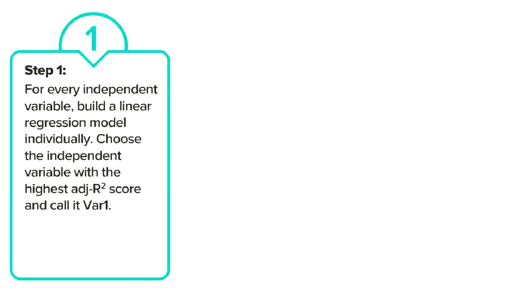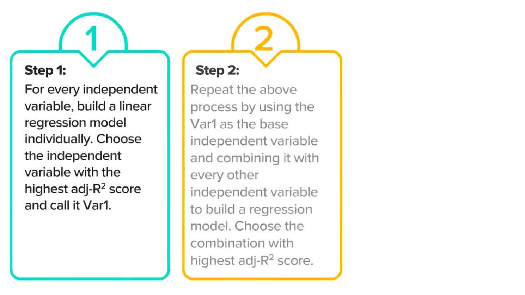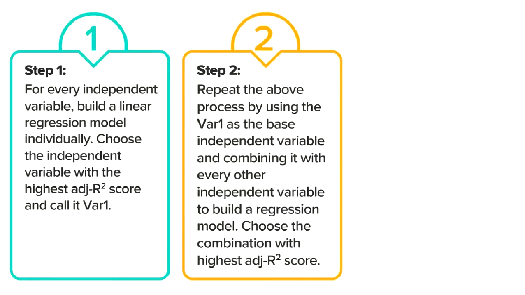Step 1 is, for every independent variable, build a linear regression model individually. Choose the independent variable with the highest adjusted R² score and call it variable 1. Now again, repeat the above process by using var1 as the base independent variable and combining it with every other independent variable to build a regression model. Choose the combination with the highest adjusted R² score.